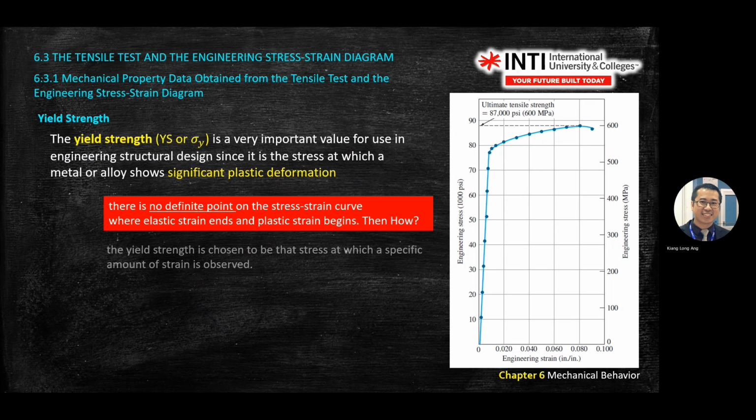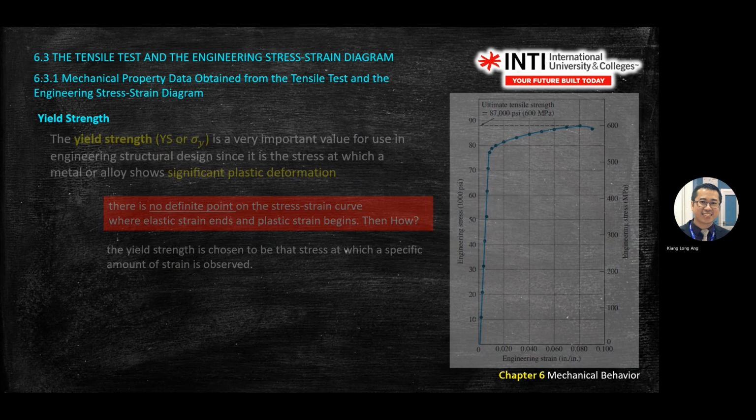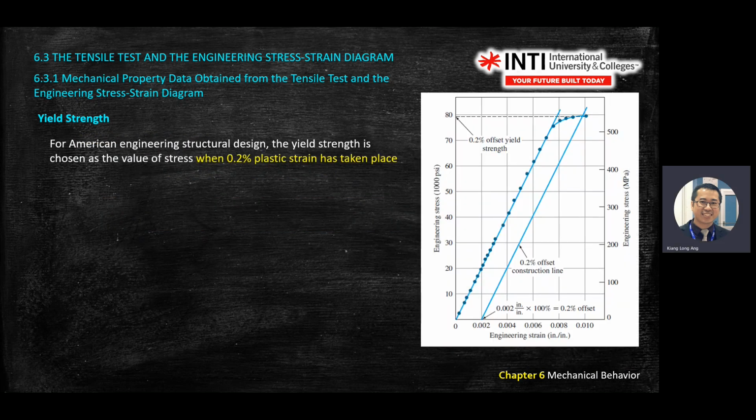Again, for American standards, they use 0.02. I already explained how to get it, as you can see from the left-hand side diagram. You find 0.002 here, put your ruler here, and draw a line.